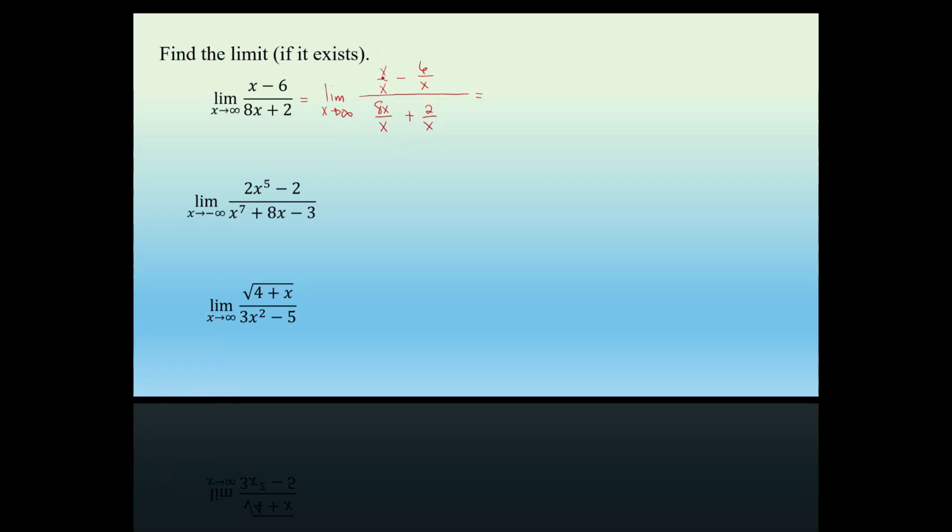x over x, of course, is 1. 6 over x, well, as x goes to infinity, this will be 6 divided by a very big number, which means this will go to 0. 8x over x, well, again, that's 8. And then 2 over x. Again, as x goes to infinity, 2 divided by some really big number will go off to 0. So our final answer is 1/8.